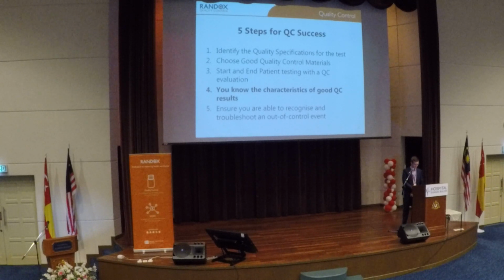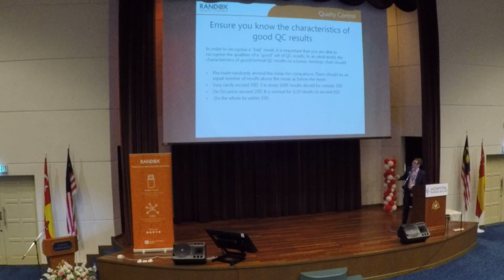So the next thing we're going to consider is to know the characteristics of good QC results. In order to recognize what a bad result is, we also need to recognize the qualities of a good result. In an ideal world, the characteristics of good or normal QC results on a Levy-Jennings chart should fluctuate randomly around the mean for comparison. There should be about an equal number of results above the mean as below the mean, so an equal number of positive and negative results. Your results should very rarely exceed 3 standard deviations.